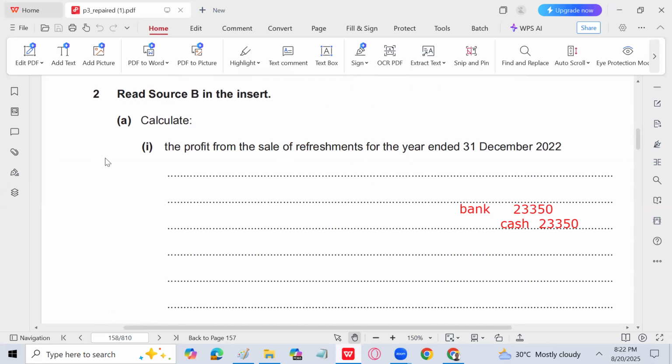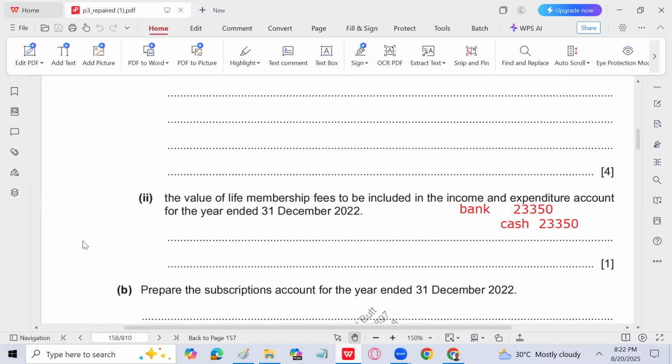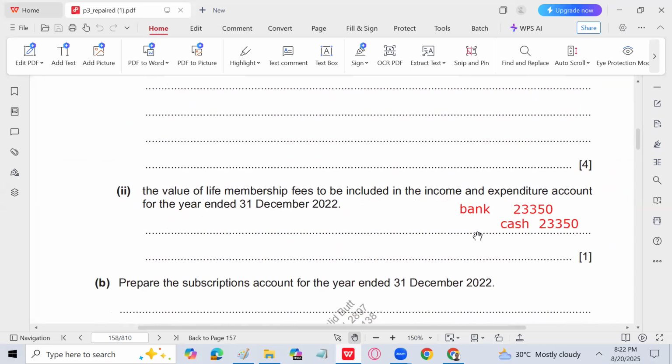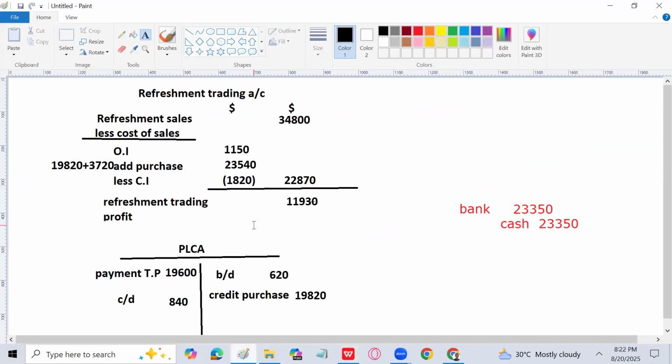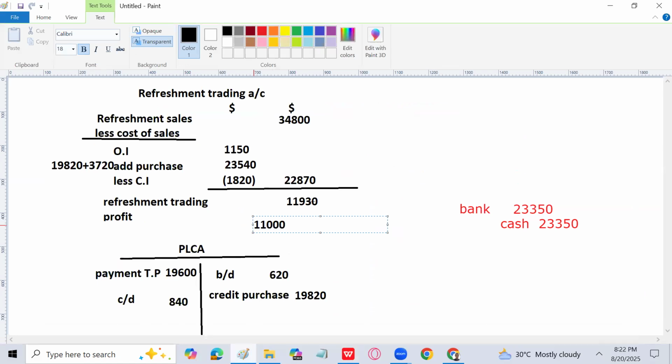So the profit on sale of refreshment for the year ended, we are done with that. The value of life membership fee to be included in the income and expenditure account, we are done with that already. Sir, how? We have calculated 11,000 divided by 10. So 1100 is going to be written in the income account. And remember that if you want to write the life membership with the accumulated fund in the statement of financial position, you will write 11,000 minus 1100. So 10,900 will come over there, which is not required in the question.